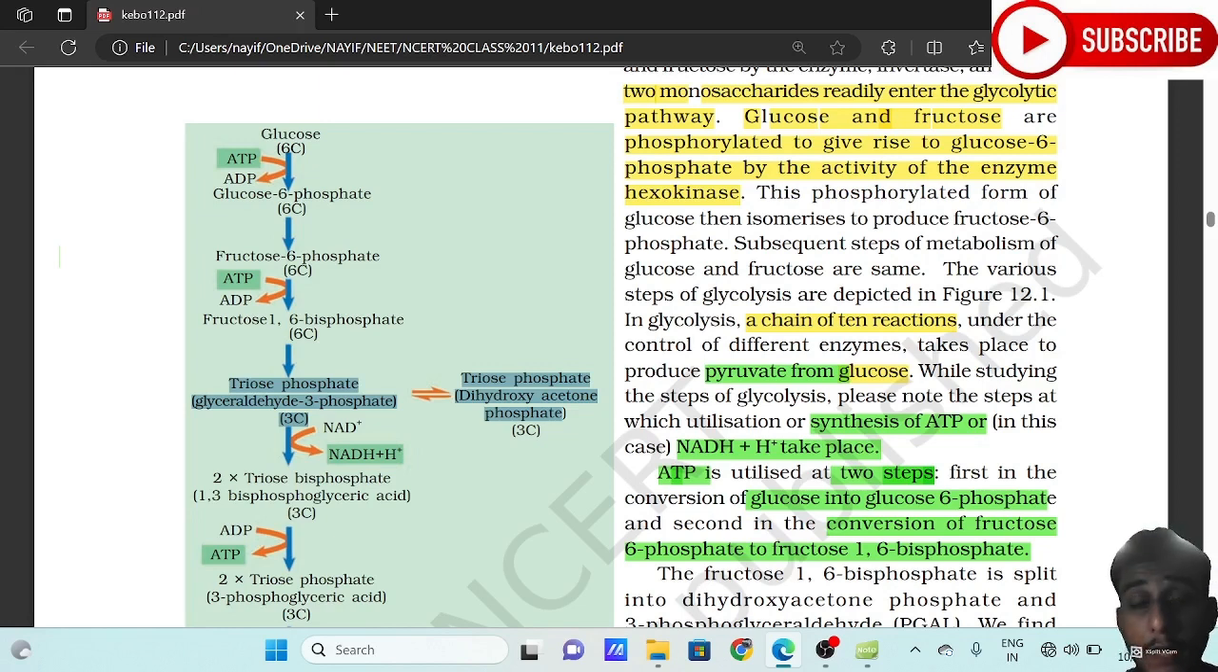So pyruvate will be converted into acetyl coenzyme, and this acetyl coenzyme will enter the TCA cycle if the oxygen is plentiful in a cell. And if the oxygen is very scarce, which means very low, what happens? In animals, it will form lactic acid.